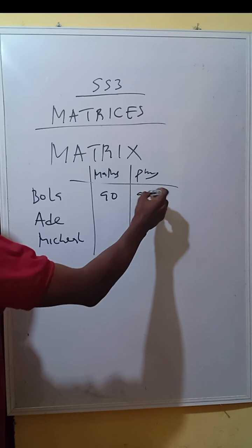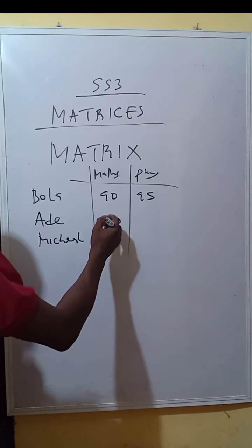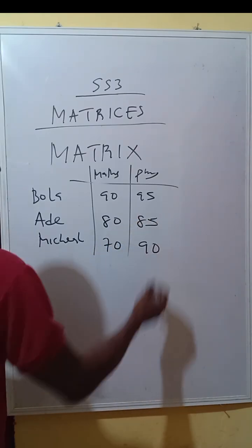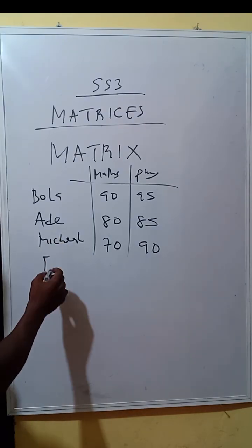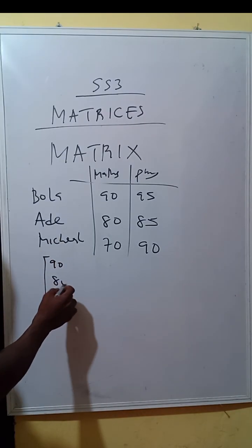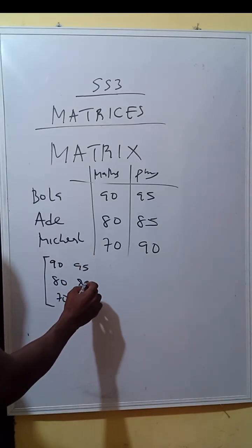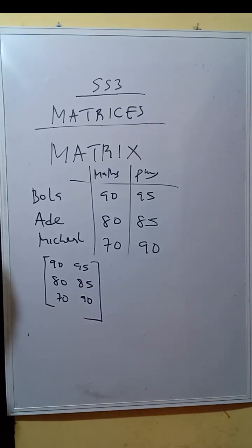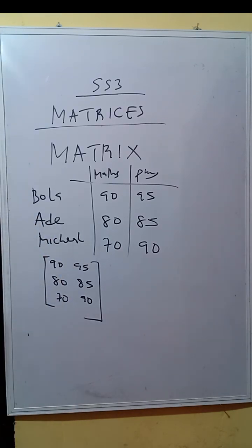90, 95, 20. Okay. Adi is brilliant. 85, 70, 90. Now we can arrange this way. We can arrange it this way: 90, 80, 70, 95, 85, 90. So this is what you call a matrix. When you have another one, you call it the matrices. Or we call it matrices rather.